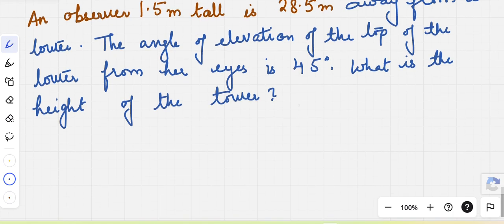Shall I? If you're done, I got the height of the tower as 30 meters. Okay, fine. I wanted you to draw first. No problem if you're done with it. One minute.